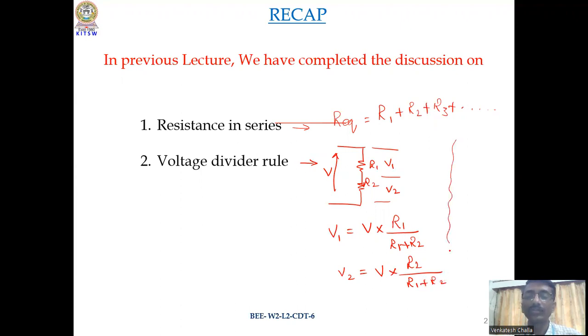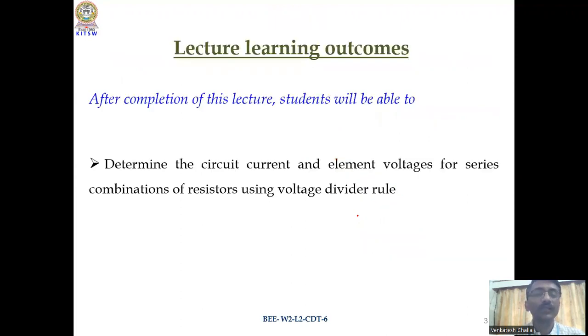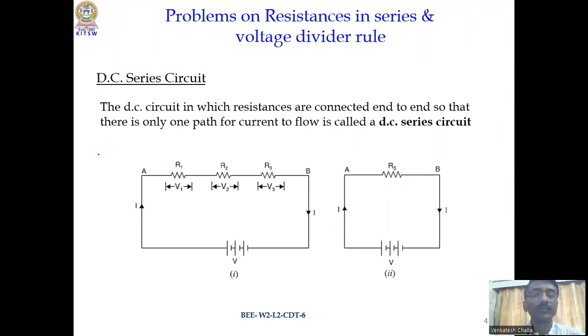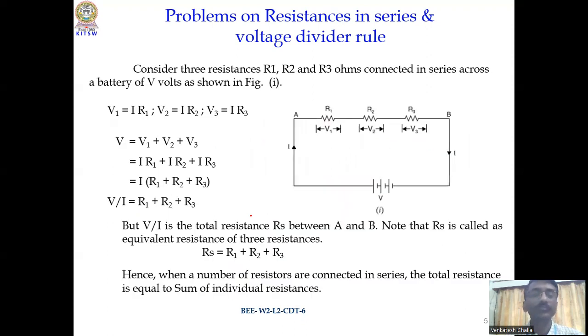So we'll try to use these formulae to calculate currents, equivalent resistance and all. At the end of this session, you should be able to determine the current and element voltages for series combination of resistors using voltage divider rule. As we discussed before, if three resistors are connected in series, that can be represented with a single equivalent series resistor Rs given by R1 plus R2 plus R3. And the current will be the same throughout. We have seen the derivation already.